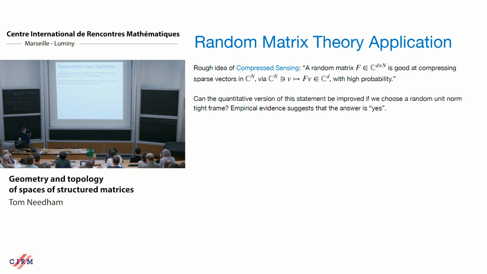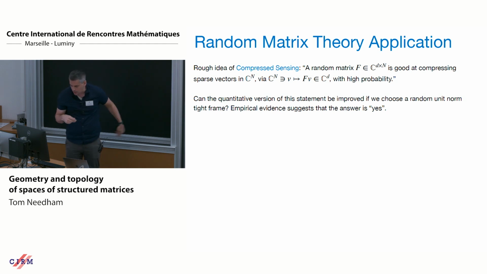Let me give one more example in this frame setting. This is more of a random matrix theory type result or compressed sensing type result. Extremely roughly, what is compressed sensing? It says that if I pick a random short fat matrix, so N is bigger than D once again, this will be good at compressing sparse vectors.